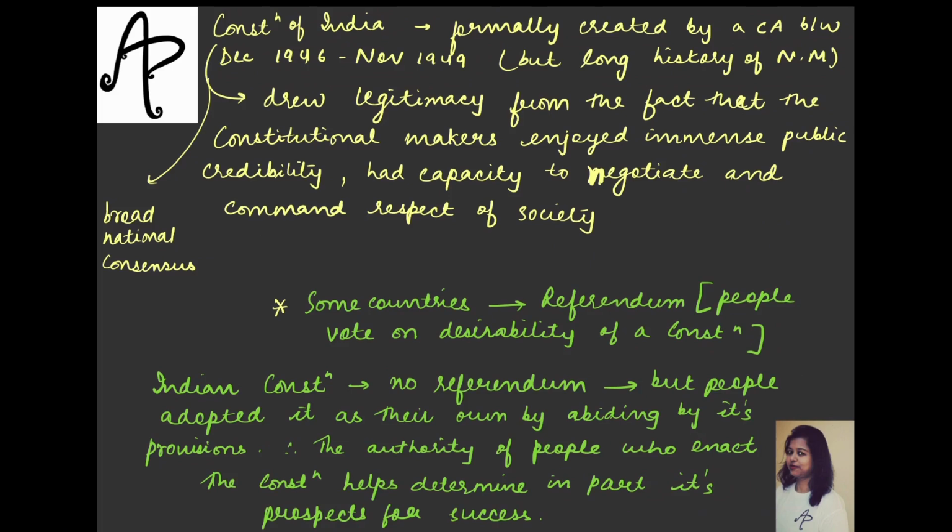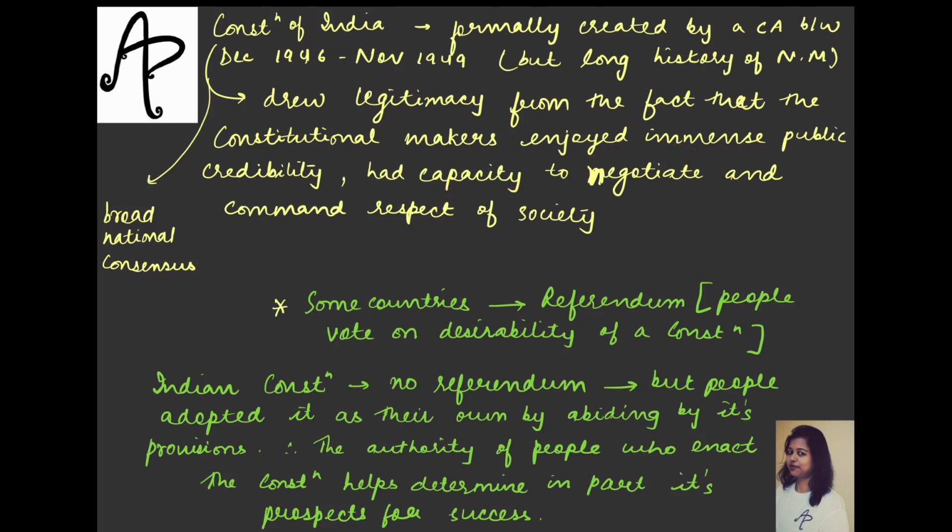How has it happened? Because the Constitution of India specifically drew its legitimacy from the fact that the constitution makers enjoyed immense public credibility. Now understand this. Those people who were the members of the Constituent Assembly, who were responsible for making the constitution, were people who were very much celebrated by the public, who had the trust of the public, and who had that public credibility. So these constitution makers had the capacity to negotiate, and they were also getting the respect of society in return.